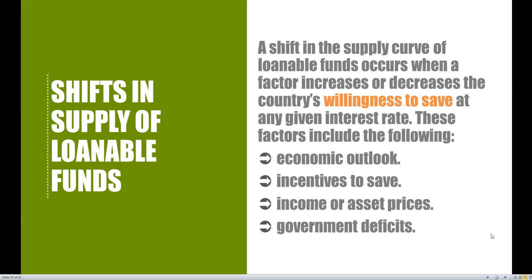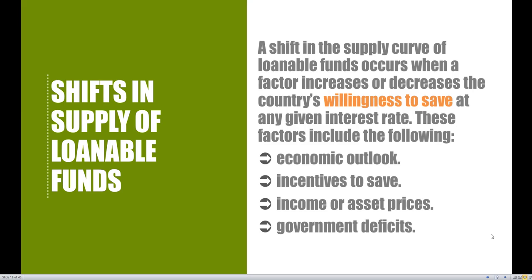Let's go ahead and change things up just a little bit by taking a look at the supply determinants of loanable funds first. Remember, a shift in the supply curve of loanable funds occurs when a factor increases or decreases the country's willingness to save at any given interest rate. The supply side is made up of individuals like you and I, firms and corporations, and also the government themselves.